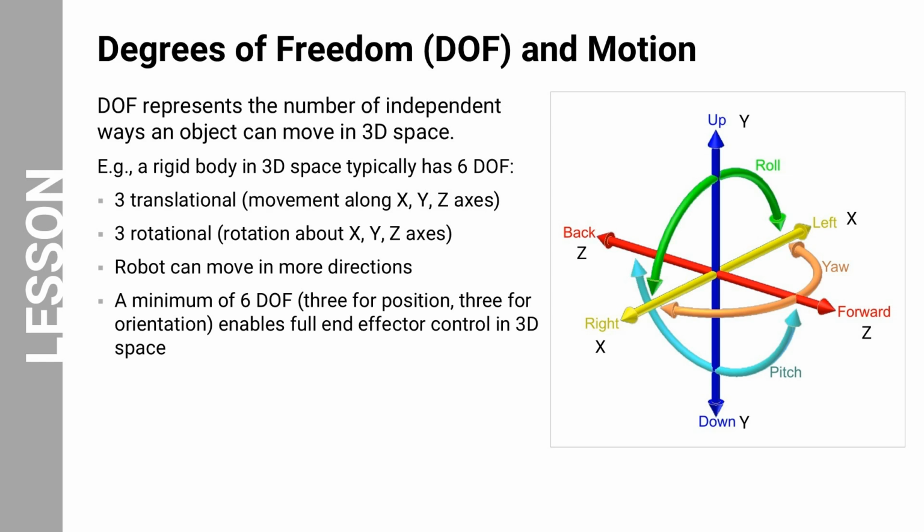The number of controllable DOF varies among robots. For example, a robot with only 3 joints that control X, Y, and Z position would have limited ability to control the end effector's orientation. A minimum of 6 DOF, 3 for position and 3 for orientation, is needed for full control of the end effector in 3D space. Understanding DOF is essential for analyzing and designing robotic systems, as it determines the robot's workspace and ability to perform required tasks while operating within its mechanical constraints.